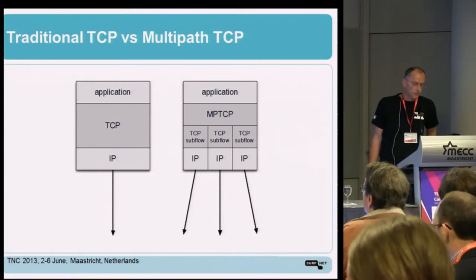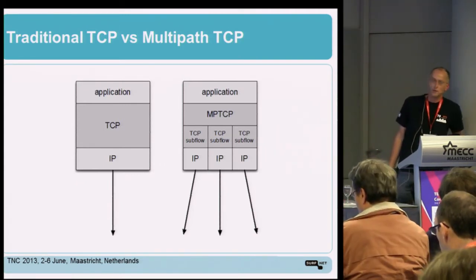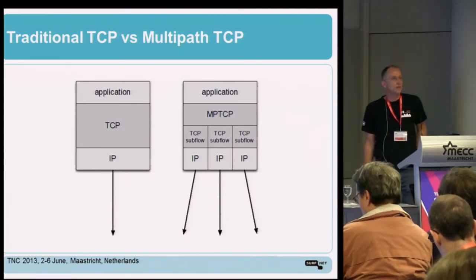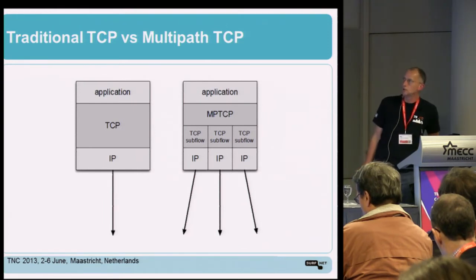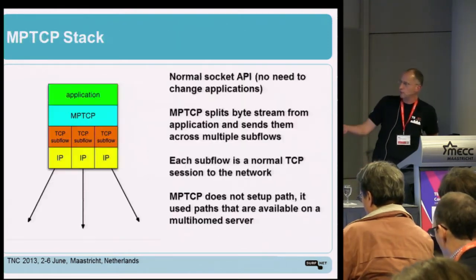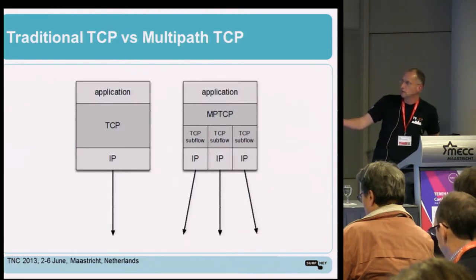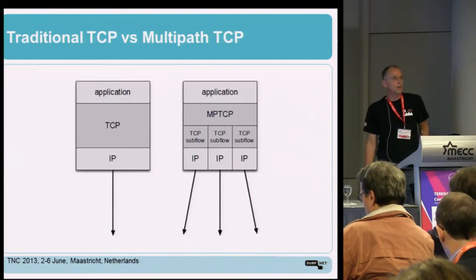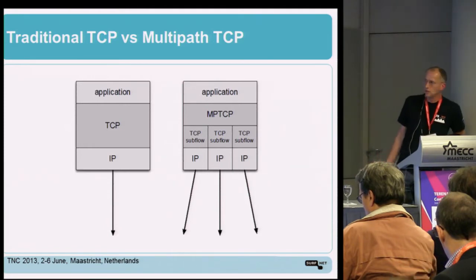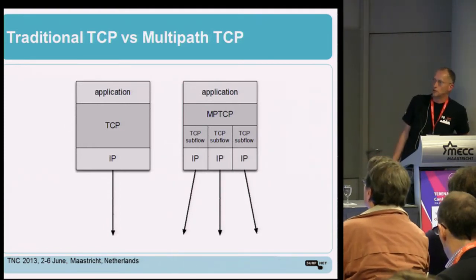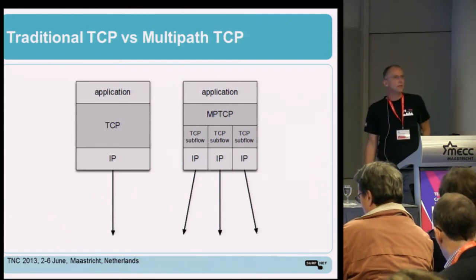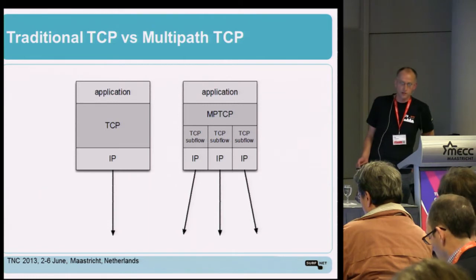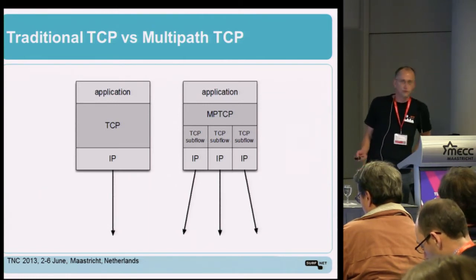The nice thing about this is that to the application, the interface looks just like a normal TCP interface. It's a normal socket API, no changes needed to the application. And to the network, to the IP layer, it's just normal IP packets. In the network, you don't see it's MPTCP. The only thing you see is in the TCP header. It's a TCP header option. There is a header option for MPTCP.